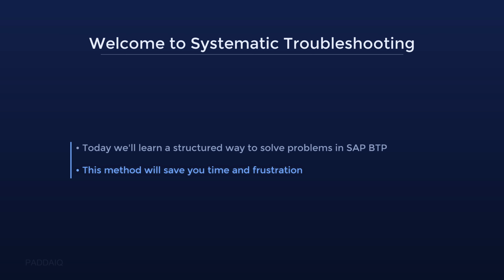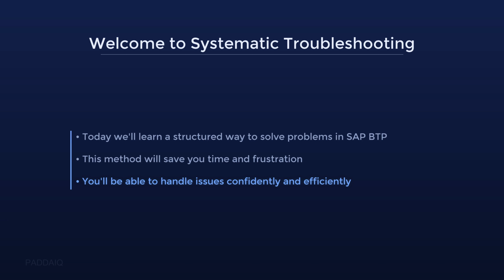This method will save you time and frustration. Instead of guessing randomly, you follow clear steps to find issues faster. For example, when an app fails, check logs first, not code, since logs often pinpoint errors immediately. This structured approach prevents wasted effort and keeps projects on track.